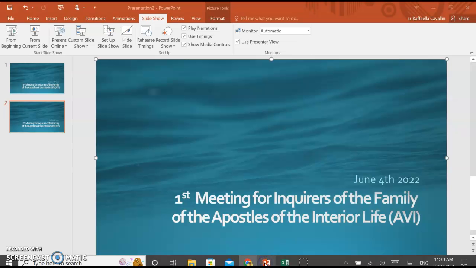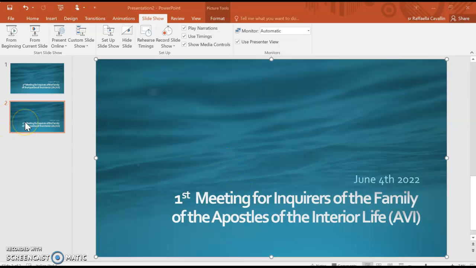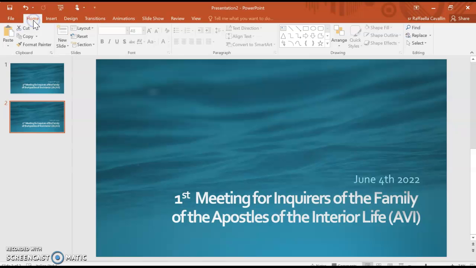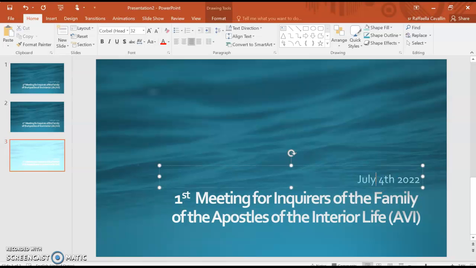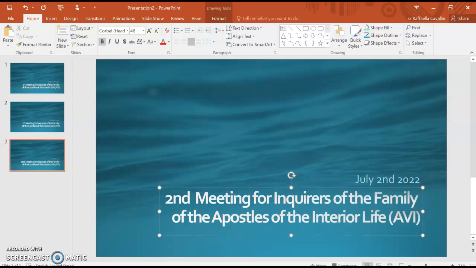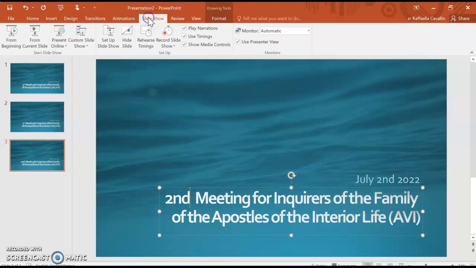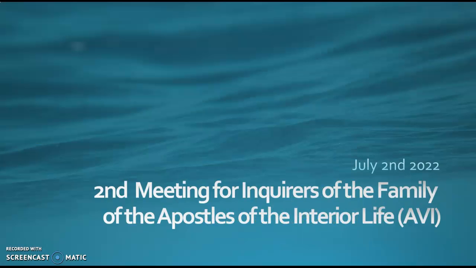Go back to this. Once again, you can go back to home, do copy, duplicate. That's because I'm cheap. I don't want to retype everything. So now on this one, it was July 2nd. So July 2nd, and it was the second meeting. Okay. And then again, slideshow. You can do from current slide, so it goes straight to the one that you need.